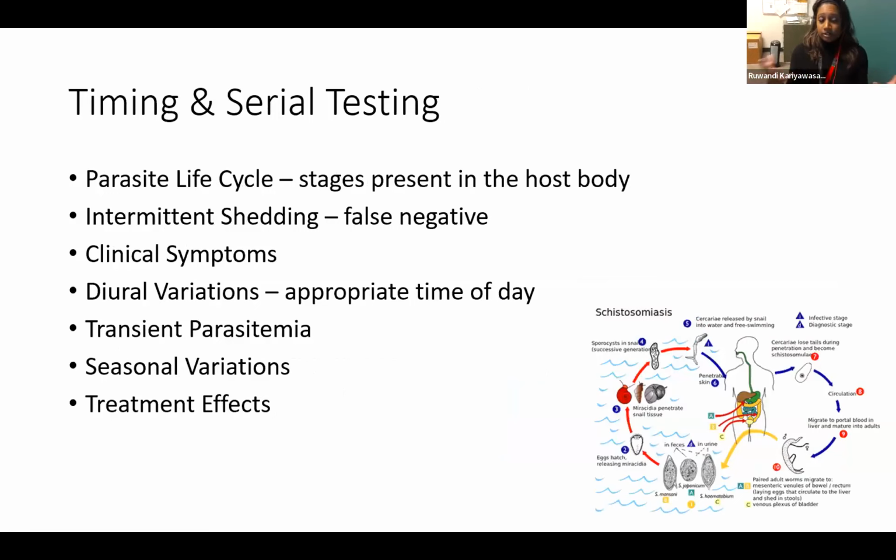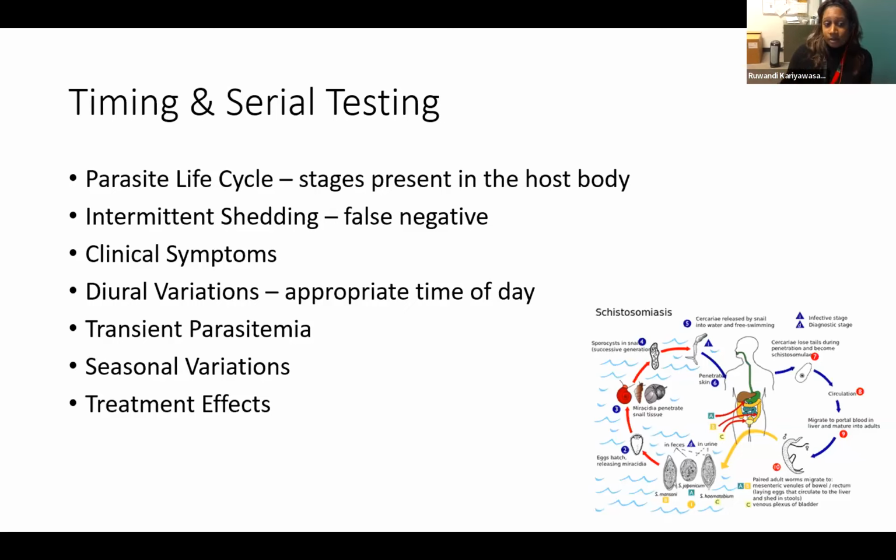So thinking about the parasite life cycle, first of all, you can see on the bottom right, I've included a life cycle from the CDC of schistosomiasis, which is a parasite known to cause infection in Africa. So for example, this parasite has a very complex life cycle, many stages that are not necessarily present in the host body. The timing of your sample collection has to coincide with the presence of the right stage. For example, in the case of intestinal parasites, you want to make sure that the shedding of eggs and cysts in feces occurs periodically. So you want to capture those samples at the right time to increase your yield of positivity.